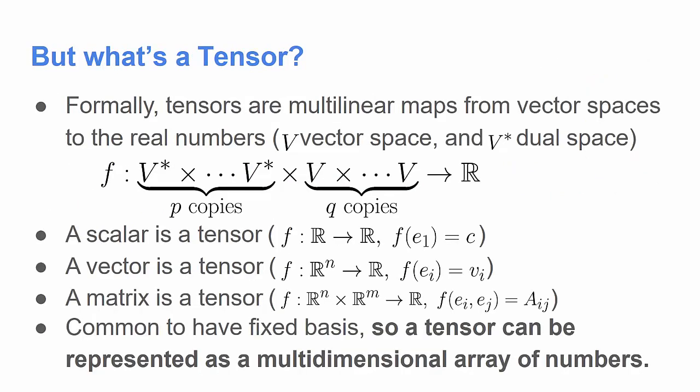But what's a tensor? Formally, tensors are multilinear maps from vector spaces to real numbers. For example, a scalar is a tensor, a vector is also a tensor, and a matrix is also a tensor. Given a fixed basis, a tensor can be represented as a multi-dimensional array of numbers.